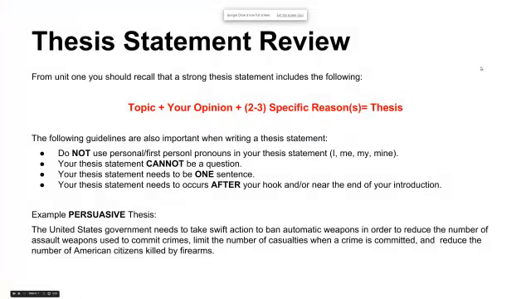Okay, so an example of a persuasive thesis: The United States government needs to take swift action to ban automatic weapons. So our topic is the banning of automatic weapons. The opinion is swift action needs to be taken to ban them. And the reasons are in order to reduce the number of assault weapons used to commit crimes, limit the number of casualties when a crime is committed, and reduce the number of American citizens killed by firearms. So this is an example of a persuasive thesis statement.